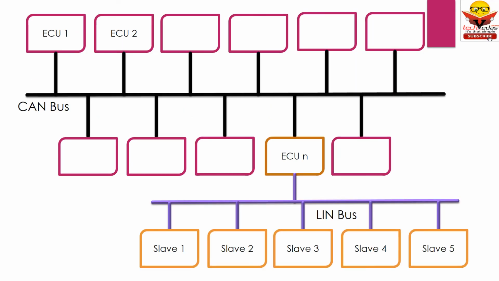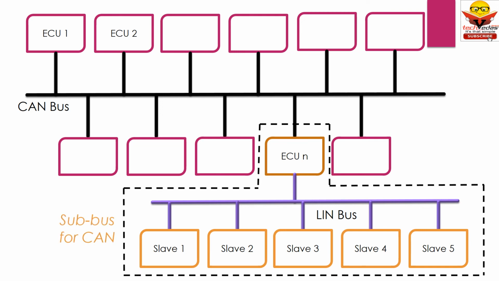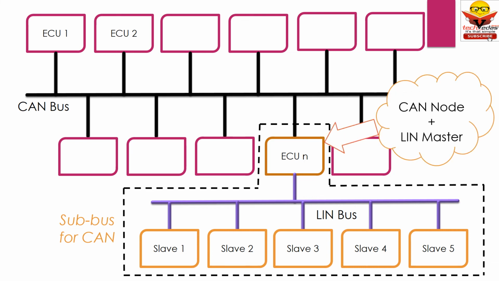Let's try to visualize the practical use case of LIN in the vehicle network. LIN is not a substitute of CAN, but it is more like an extension of the CAN bus to offload some of the low-cost, non-safety critical ECUs from the main bus to reduce the overall bus load. Or you can say that LIN is a sub-bus of CAN. Here this particular ECU is acting as a bridge for both the networks and working as a CAN node as well as the LIN master node. And below are the 5 slave nodes connected in the LIN network.